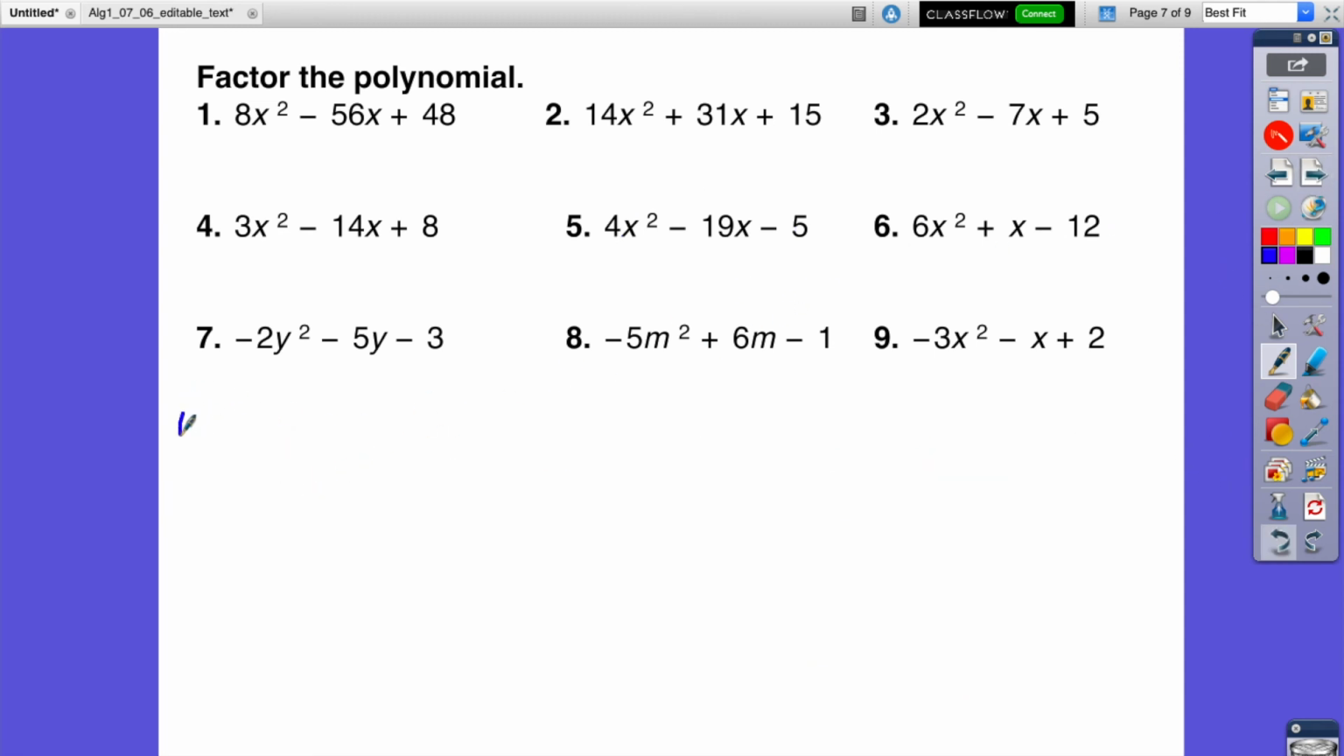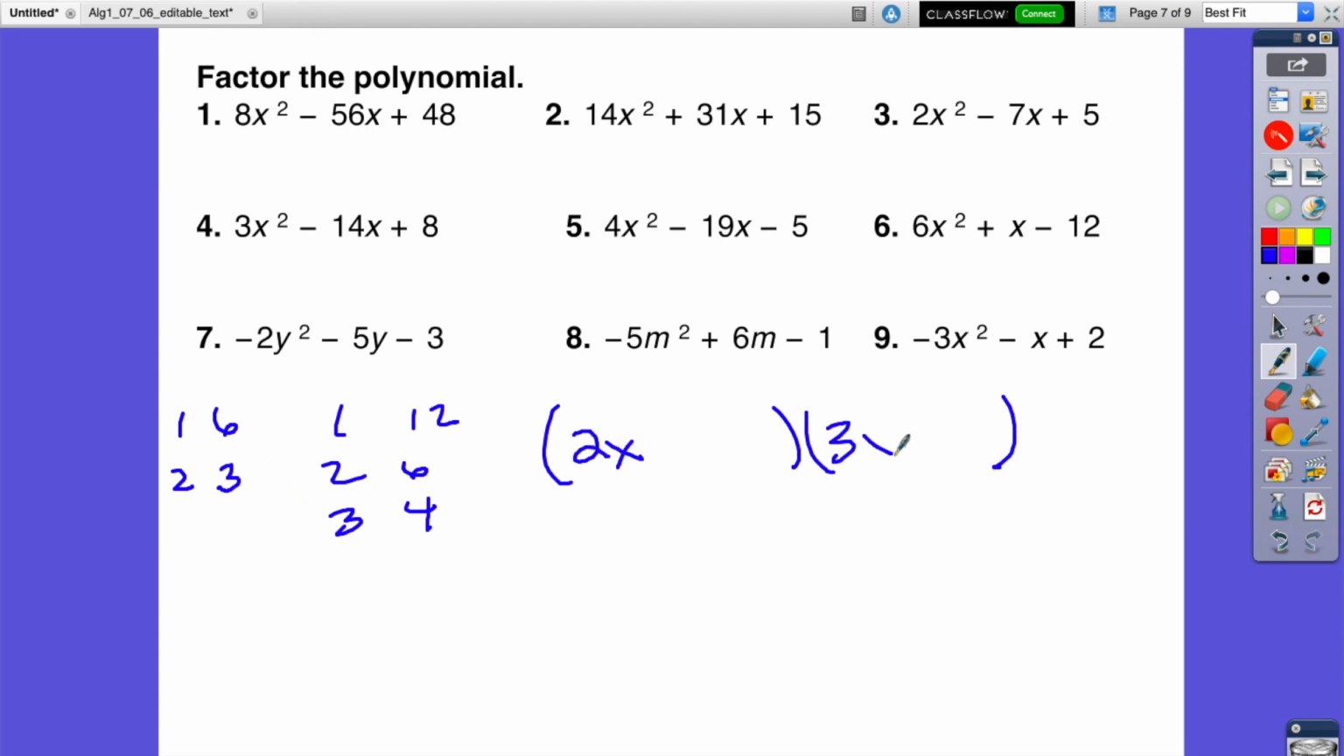So 1 and 6, and then 2 and 3 for 6. Let's try 12. 1 and 12, 2 and 6, 3 and 4. And 1 has to be a negative. So let's try the middle terms. So we'll try 2x and 3x. All right, which one do you want to try? 2 and 6, 3 and 4. Well, one of them has to be negative.